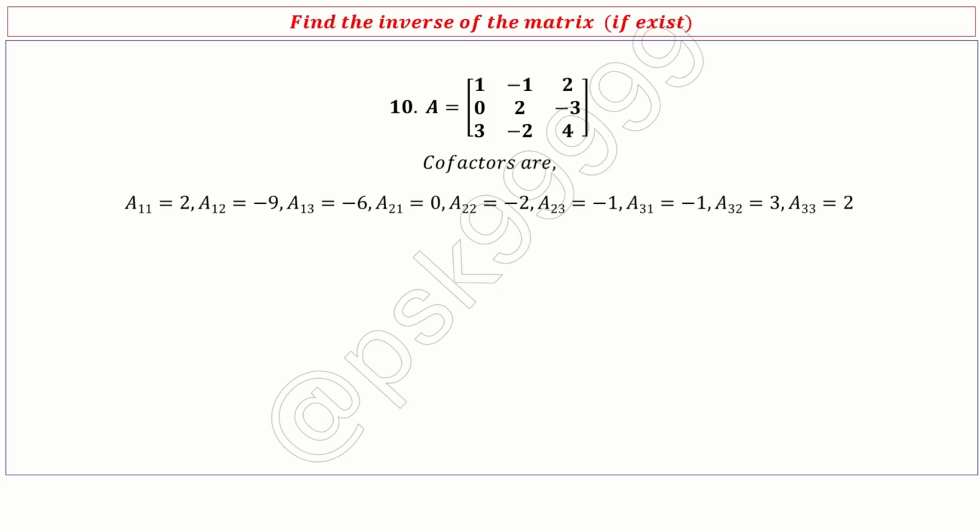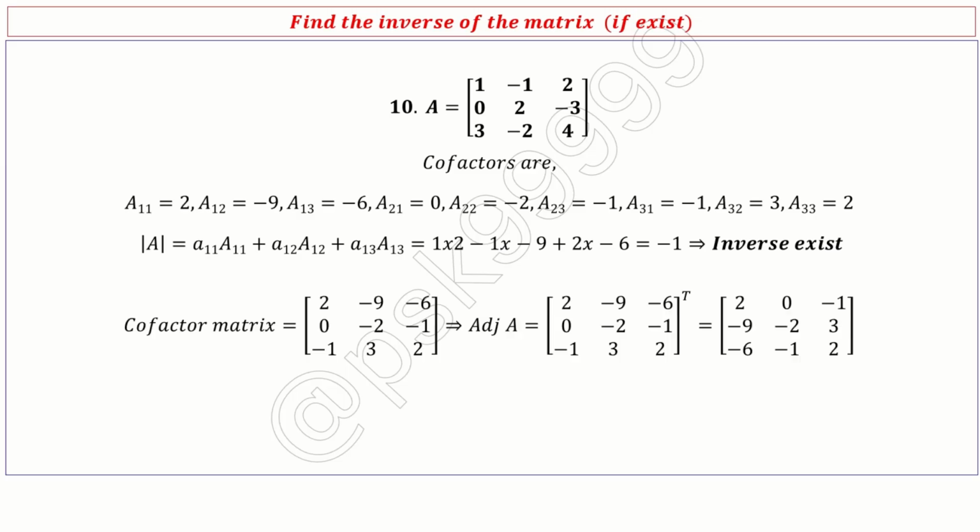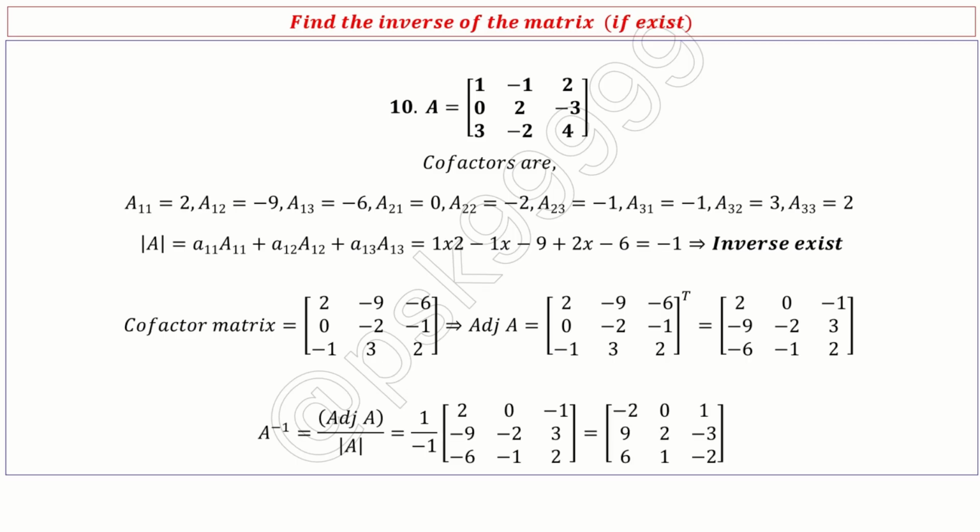Same one. Okay, one more problem. So you do it yourself. Determinant is minus 1, so inverse exists. Cofactor matrix, transpose of it, which is adjoint A. Then A inverse is adjoint A by determinant of A.